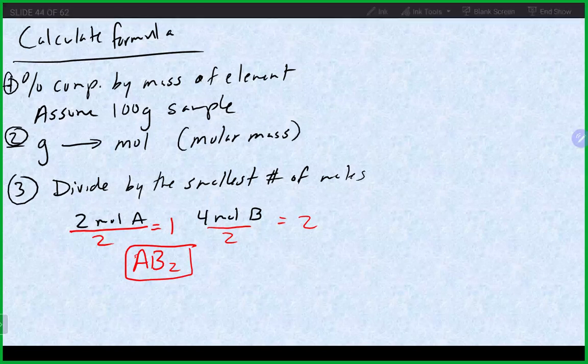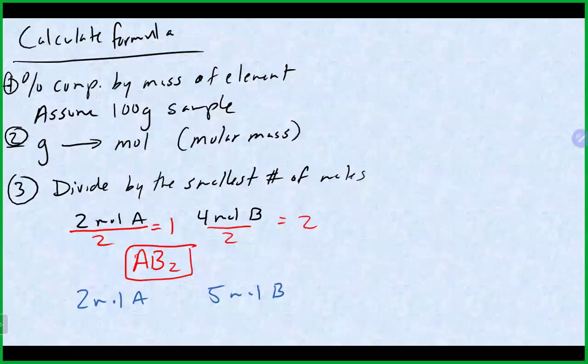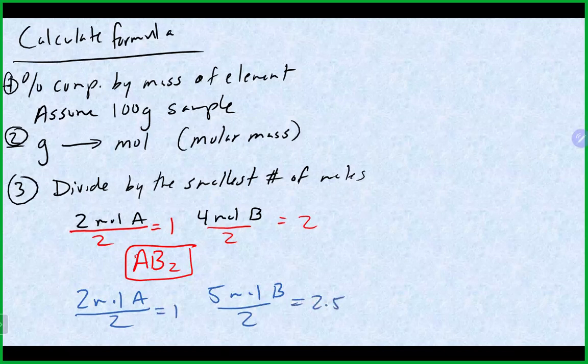But now let's say, for example, you do not hit whole numbers. Let's say we had 2 moles of A and 5 moles of B. In this case here, we would still divide by 2. And when we do divide B by 2, we do get 1 for A, and we get 2.5 for B. And that would technically mean that our empirical formula would be A B 2.5. And that is not good because you can't have half a mole of something, right?